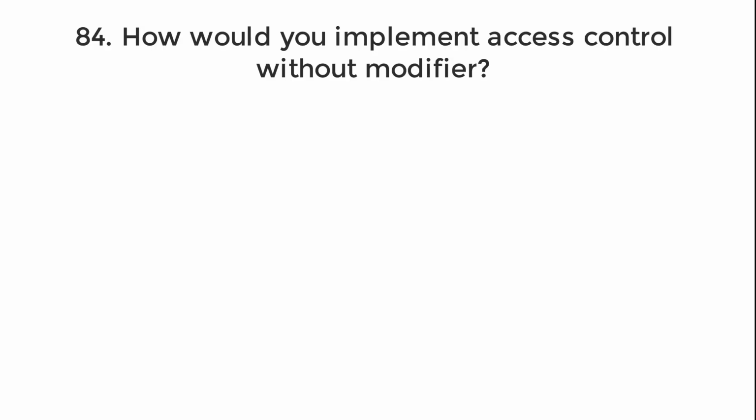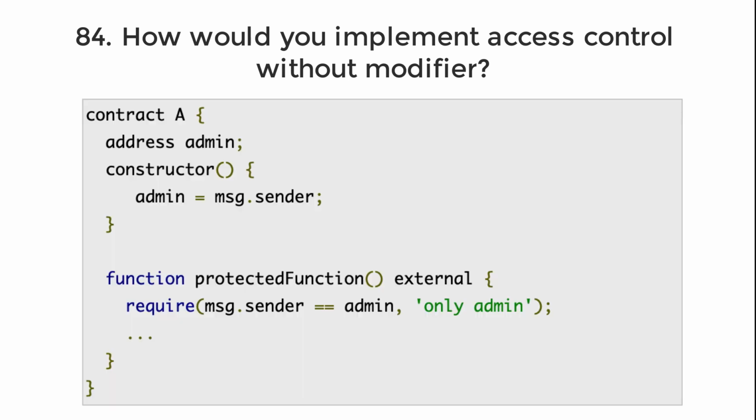How would you implement access control without using a modifier? For this, you're going to use the require statement of Solidity. The first argument of the require statement is the condition that you're going to test. So you're going to compare the msg.sender to a predefined address. And if this is not truthy, you're going to display an error message, which is the second argument of the require statement.